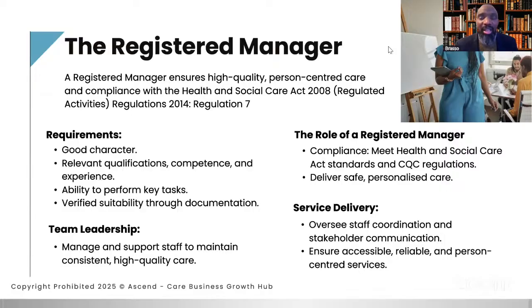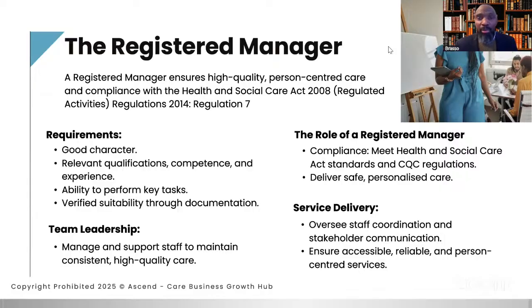So the manager must demonstrate that they are of good character, they have the relevant qualifications, competence, and experience, their ability to perform key tasks, verified suitability through documentation, including DBS's, right to work in the United Kingdom if you are from abroad.